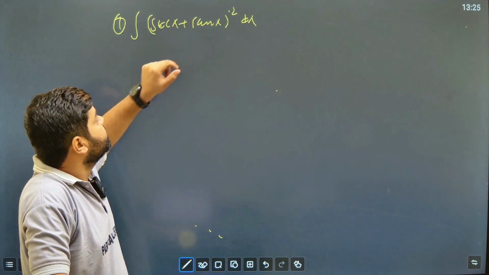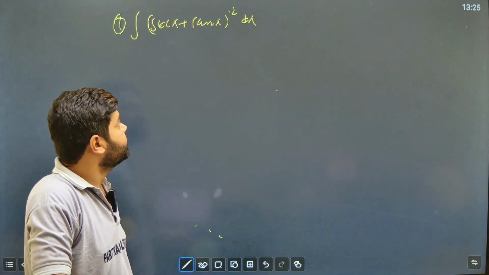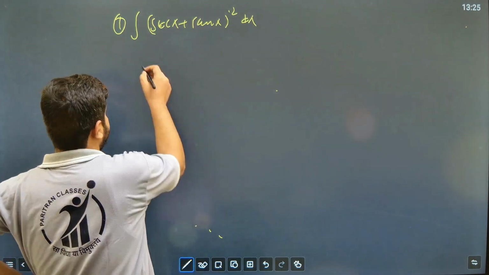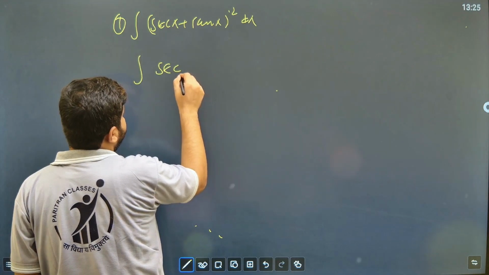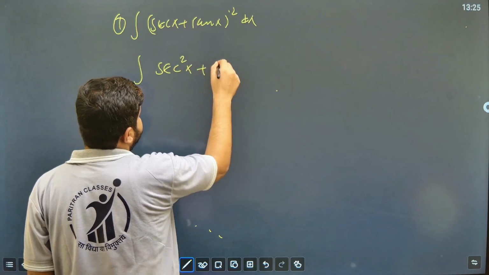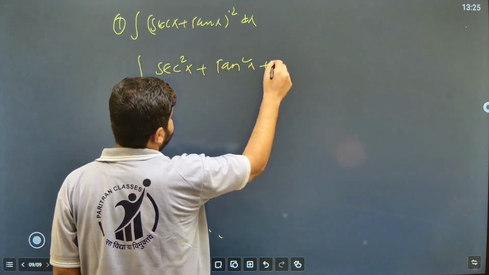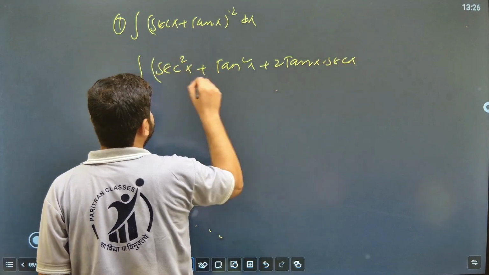Here in this question, we can apply the (a plus b) whole square formula. First, we have to expand it using the formula (a plus b) whole square. So we get sec square x plus tan square x plus 2 tan x sec x.